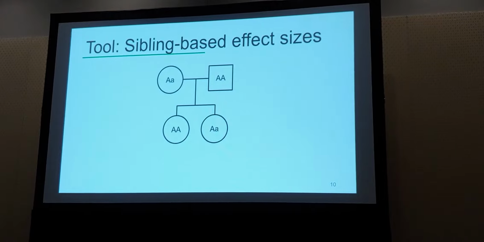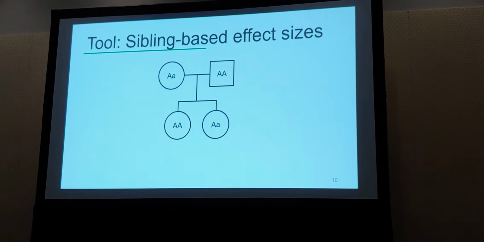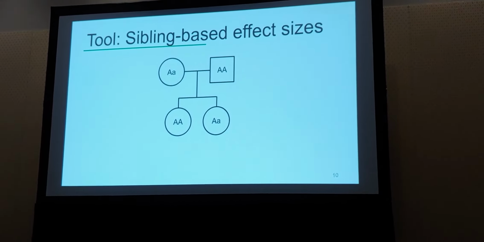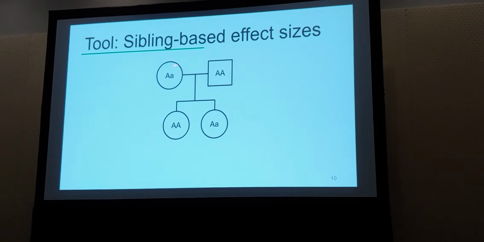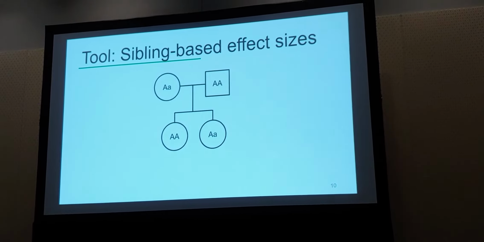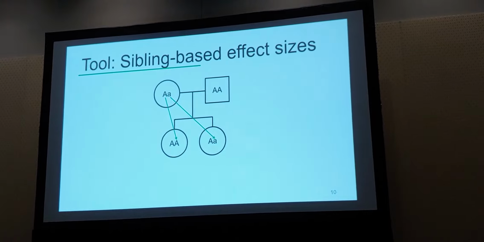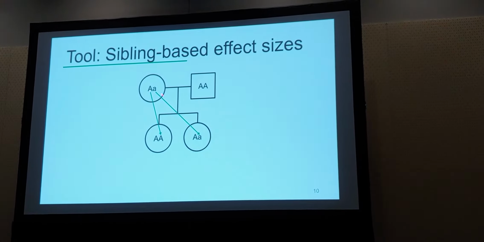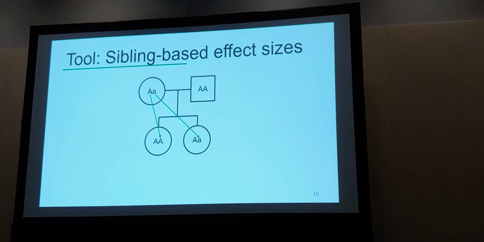The tool we're going to use to do this is sibling-based effect sizes. I'm just showing you a little pedigree. We've got a pair of parents, and they've got two daughters here. Mom is a heterozygote at this locus that I'm tracking. The difference between these two sisters is that they've gotten different alleles from mom. So meiosis happened a little bit differently.